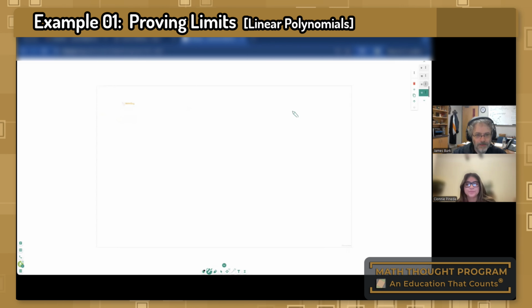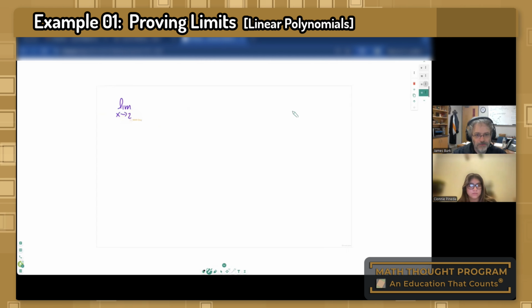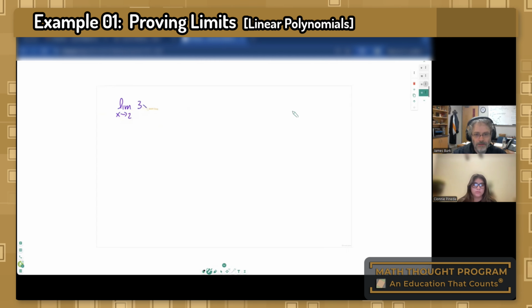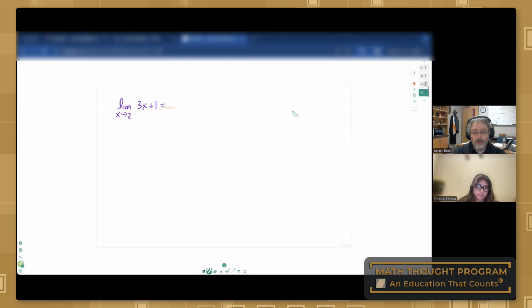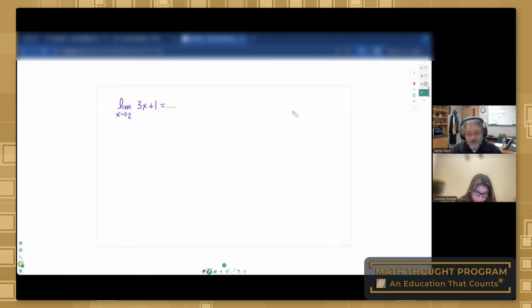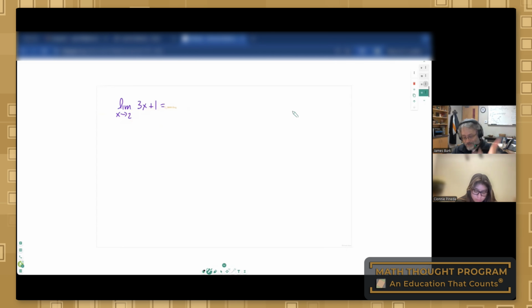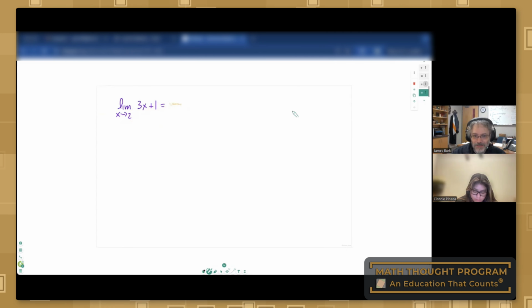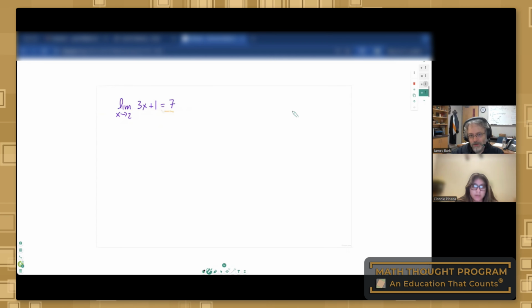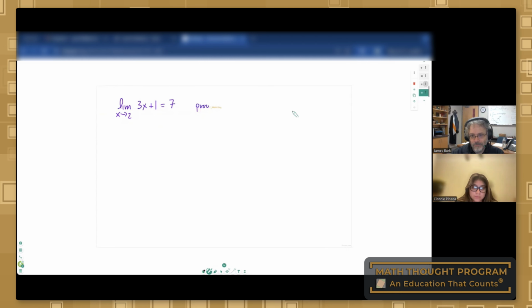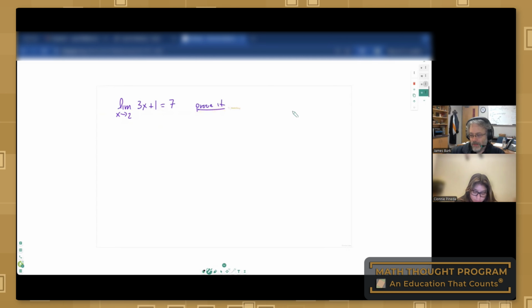Okay. Let's take it back a little bit. Let's go back and look at the limit as x approaches 2 of 3x plus 1. Now, back in calculus 1, when we took that class, we see that this is a continuous function, a polynomial. Just drop it in, and you see the limit is 7. That's not a big deal. But can you actually prove it? That's what we're really after.